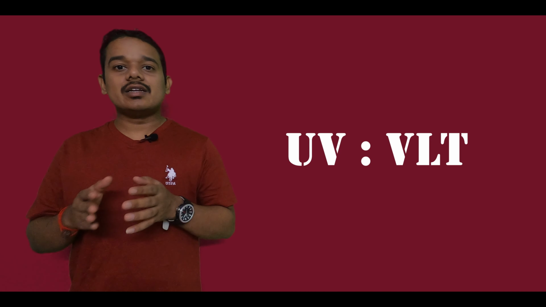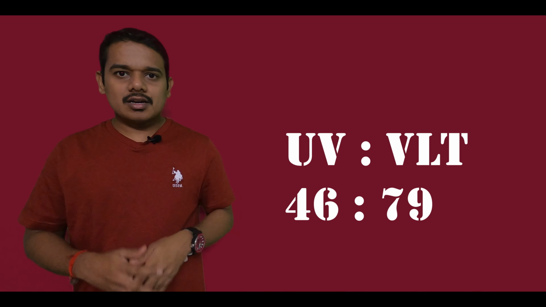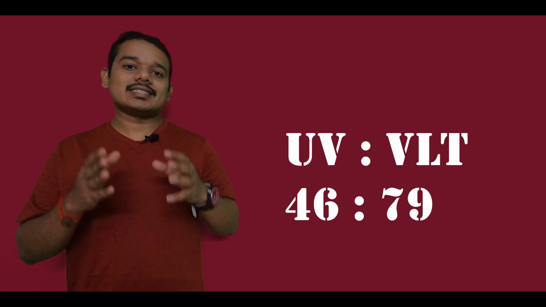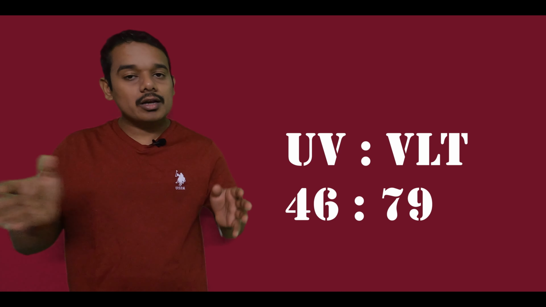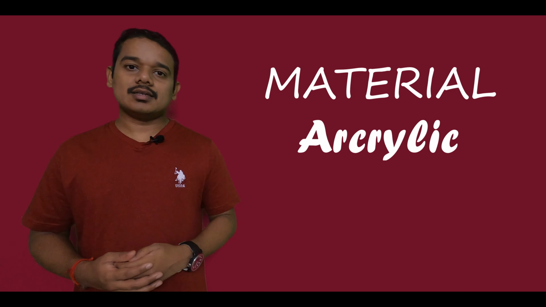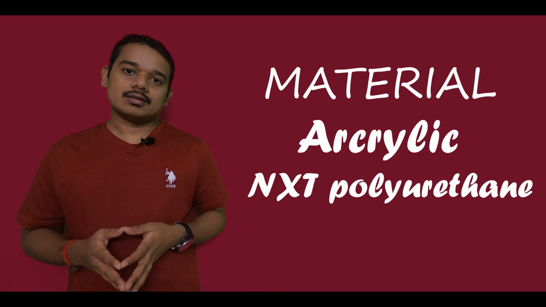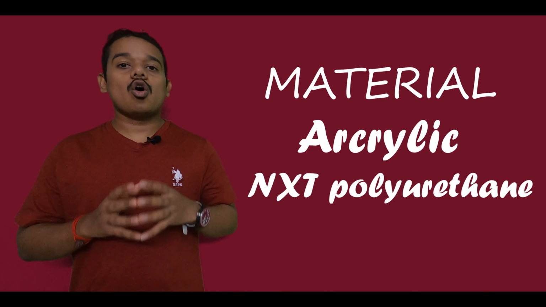Cat 1. In this, the UV:VLT ratio will be like 46:79. That means 46% of UV and 79% of VLT will pass through the lens. Normally, these lenses are used for casual purposes or fashion eyewear. There are 2 materials used for this lens. One is acrylic, another one is NHT polyurethane. Acrylic is a very low quality material.